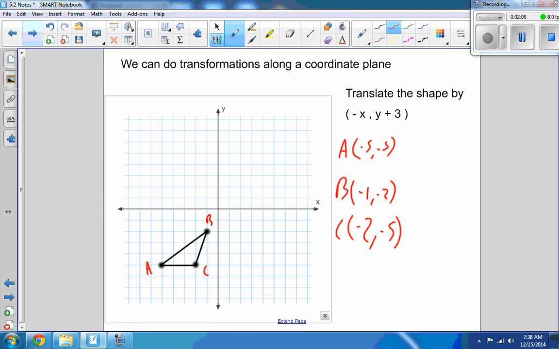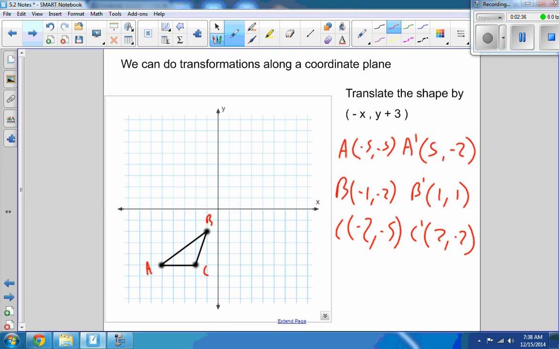So I'm going to apply this transformation. So A prime, negative x, so negative 5 times negative, so that's 5. Negative 5 plus 3, it's negative 2. B prime, negative x, so it becomes 1. Negative 2 plus 3 is 1. C prime, it's 2. Negative 5 plus 3 is negative 2.